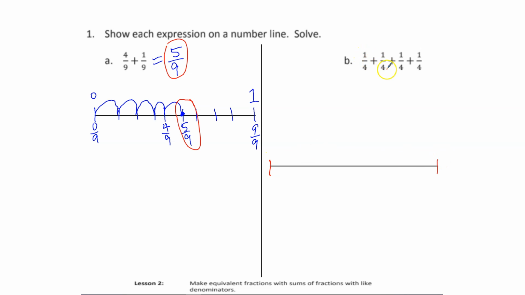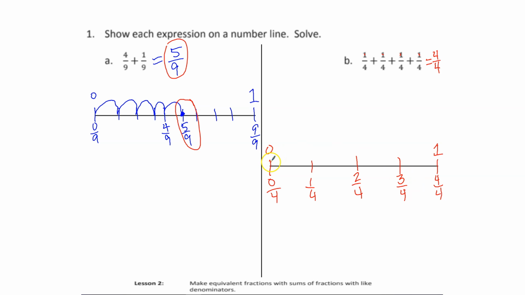So I have 1/4 plus 1/4 plus 1/4 plus 1/4. I know that my number line can be 0 to 1 because when I add 1/4, 2/4, 3/4, 4/4, I know that my total sum is 4/4. All right, so 3 partitions give me 4/4. And I say, well, this is going to be 0/4, 1/4, 2/4, 3/4, and 4/4.